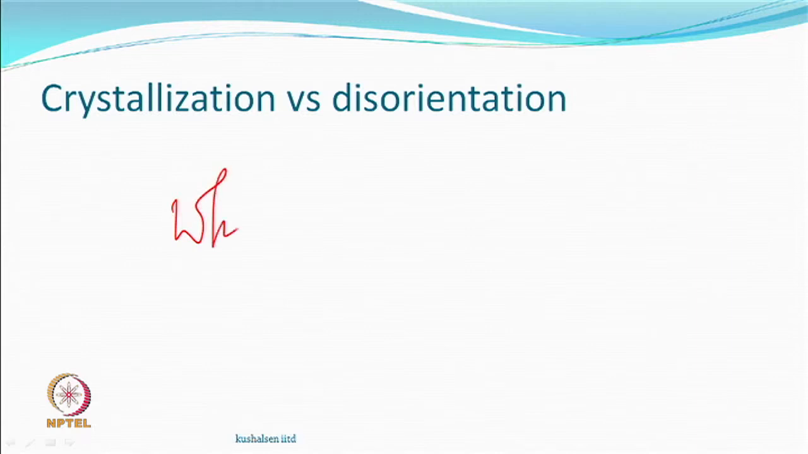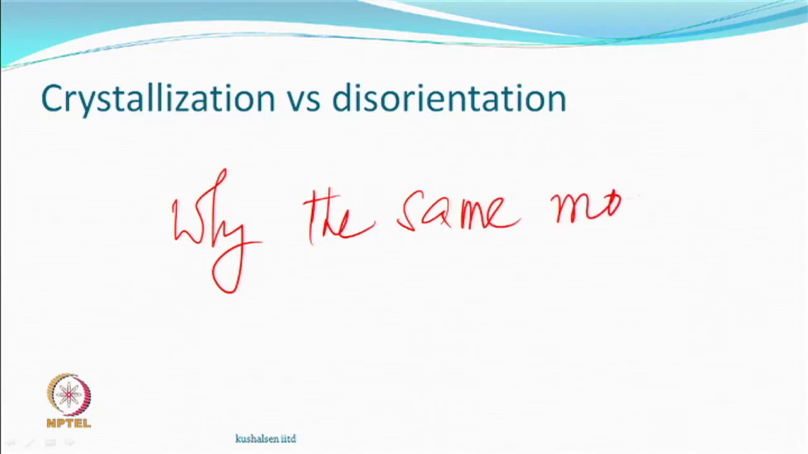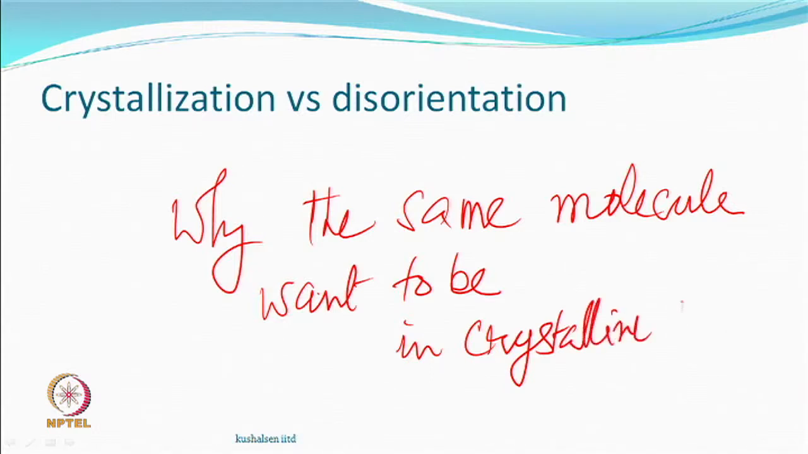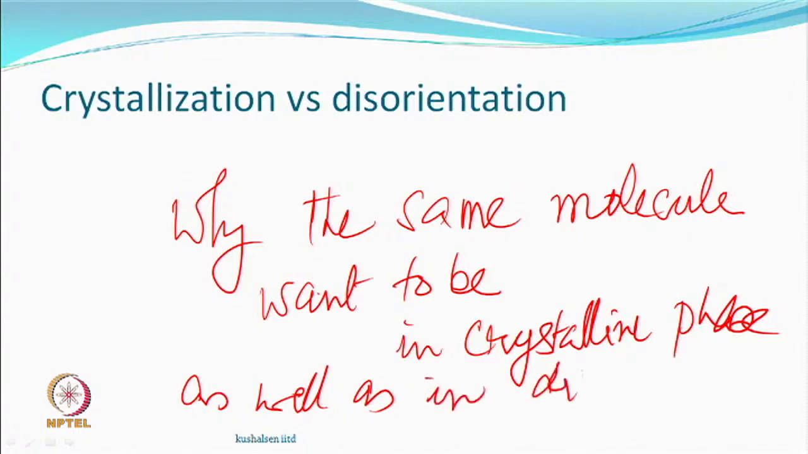Either a molecule would like to go to one state or would remain in the other state. Why would they do it? That is the question. Why? The same polymeric molecule wants to be in the crystalline phase as well as in the disoriented phase.